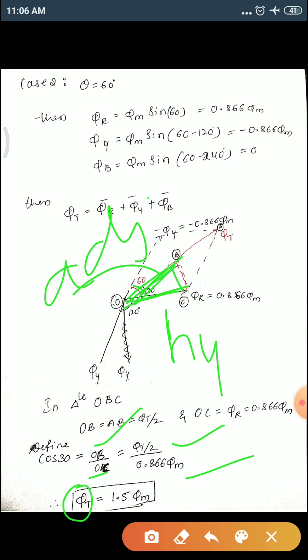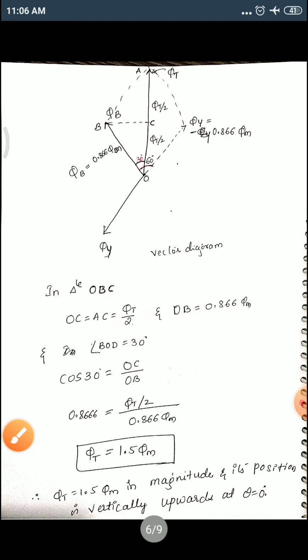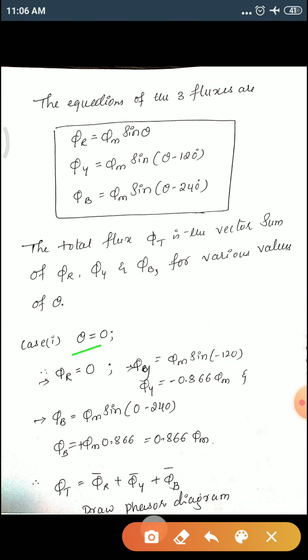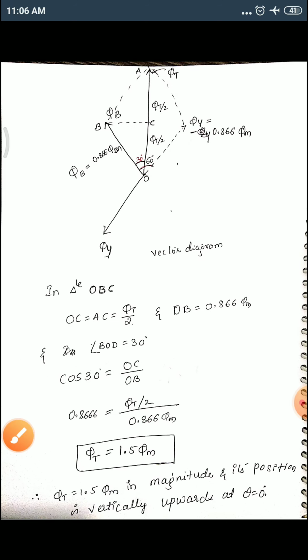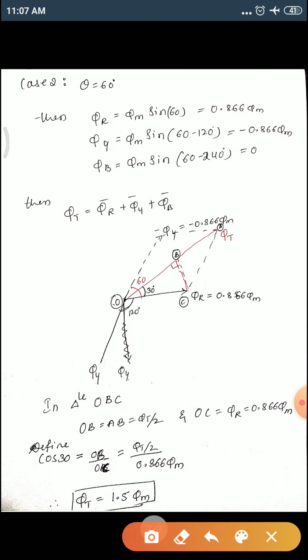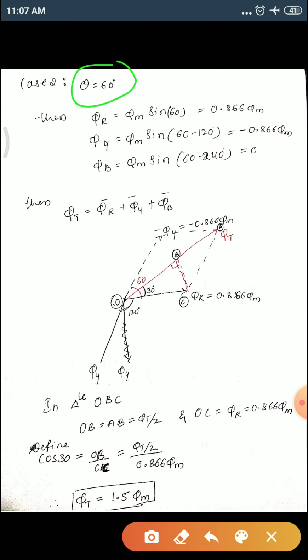Therefore, you can take phi t, calculate this: cos 30 is 0.866, equal to phi t by 2 divided by 0.8665 m, as in the earlier case. If you do this, phi t again comes to 1.55 m. The meaning of this is that the total flux remains the same. When theta was equal to 0, we got phi t equal to 1.55 m, and in this case also, when theta is equal to 60 degrees, we get phi t equal to 1.55 m. The magnitude remains the same, and now the angle is 60 degrees.